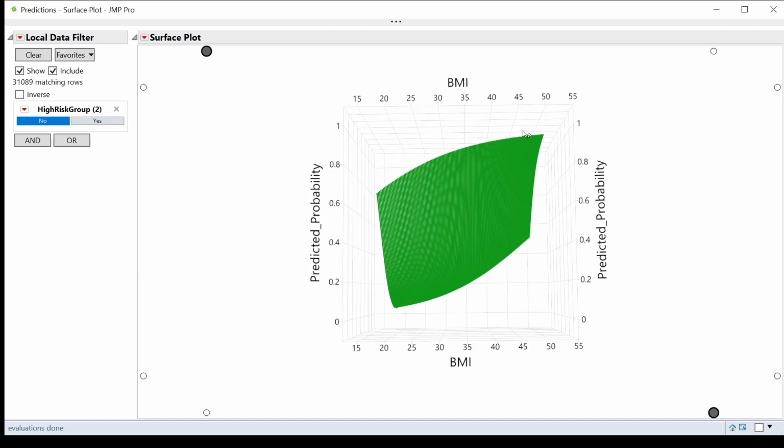The front edge here is for the older people. So even when somebody has a smaller BMI, if they're older, they still have a pretty good chance of ending up with type 2 diabetes. And then this corner up here would be high BMI, high age, and we can see that the predicted probability is almost 1 there.